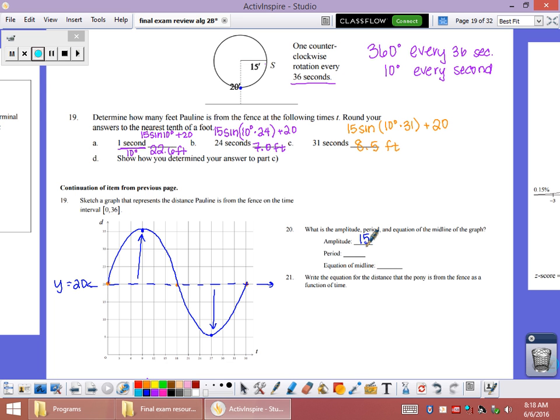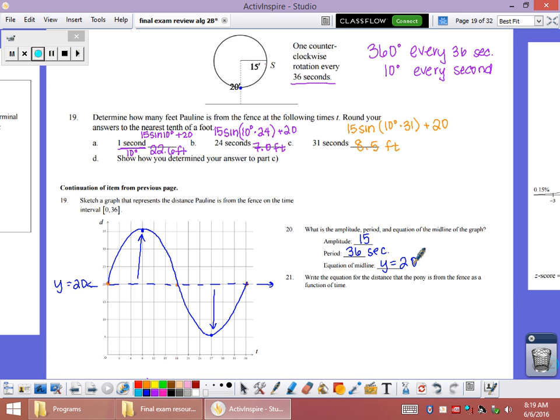The period is how long does it take to do one complete cycle? Well, in this case, we start at the midline and go up and come back to the midline and go down and come back to the midline. That's one full period before you would start, if you stayed on the pony, going up again. So that period is 36 seconds in this case. And the equation of the midline, I wrote it over there, is y equals 20.